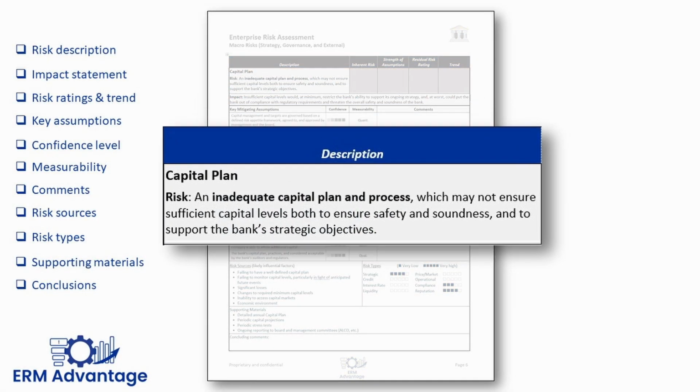First, our risk description, which obviously reflects the potential for a poorly designed macro area. Similar to operational risks, here we capture the nature of the failure and general thoughts on its implications. In this case, an inadequate capital plan and process, which may not ensure sufficient capital levels, both to ensure safety and soundness and to support the bank's strategic objectives.